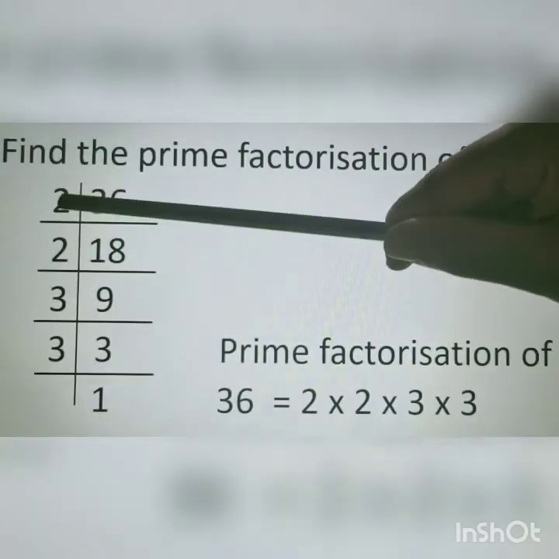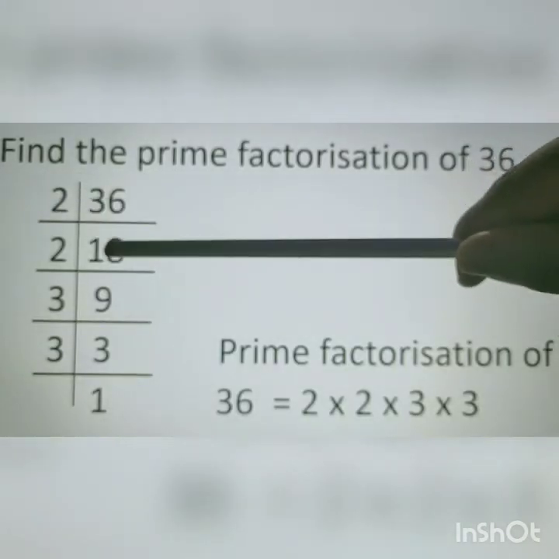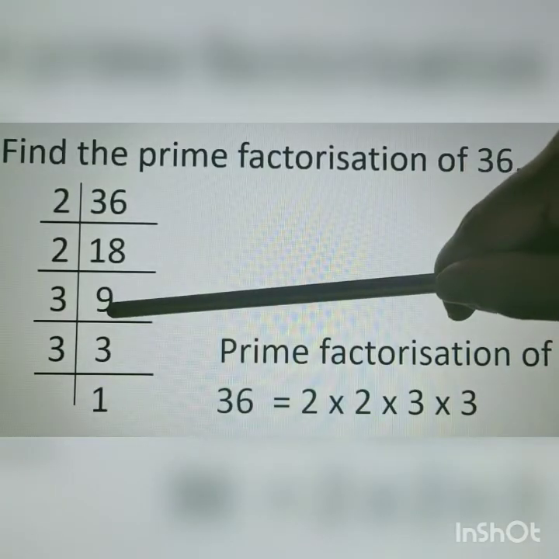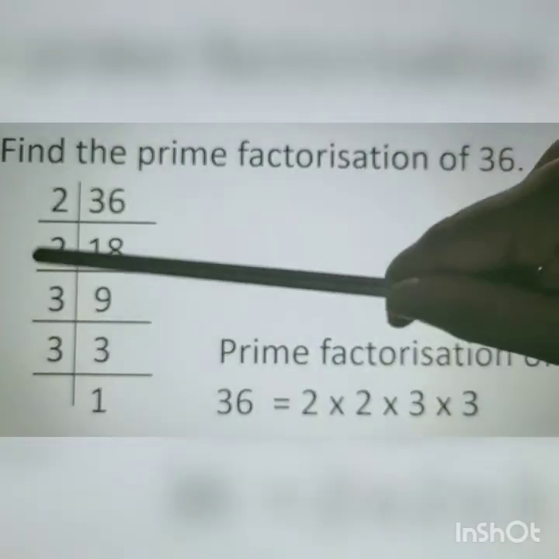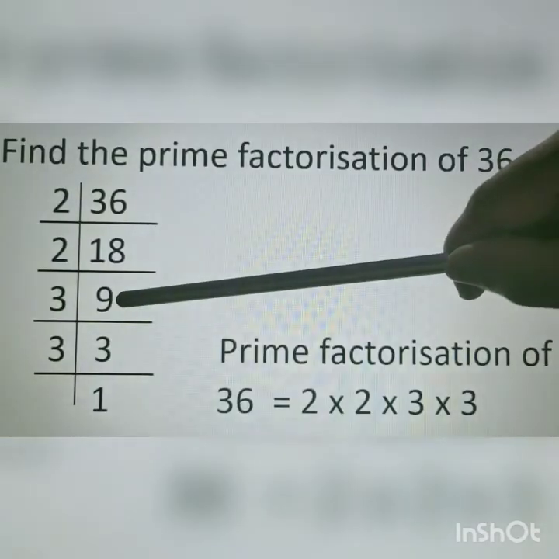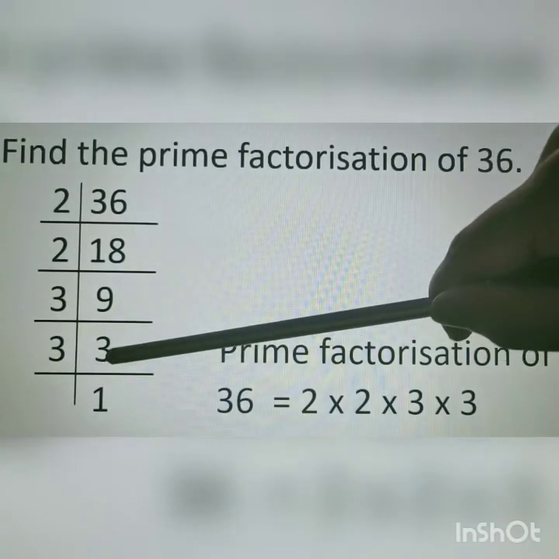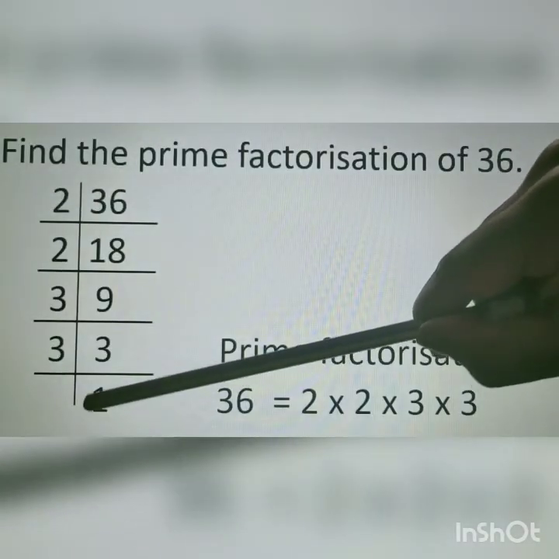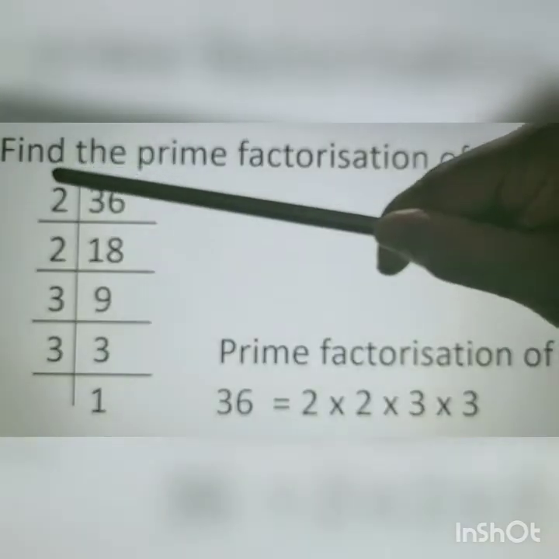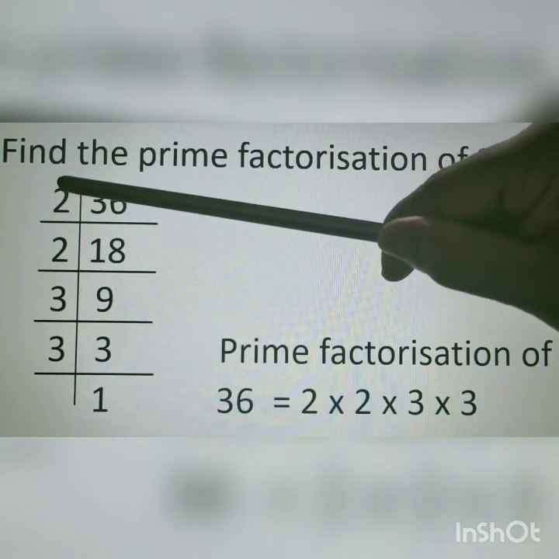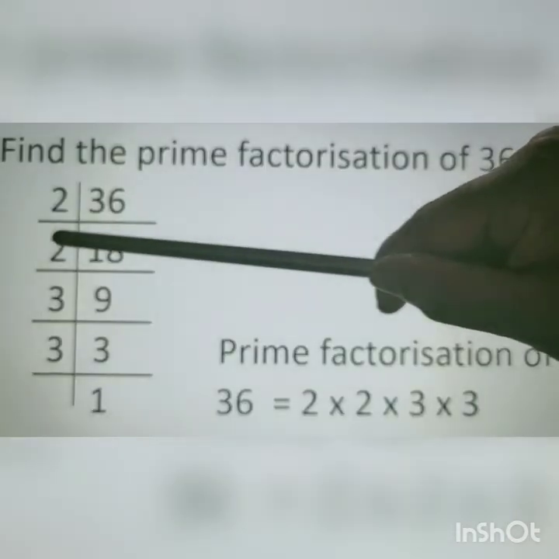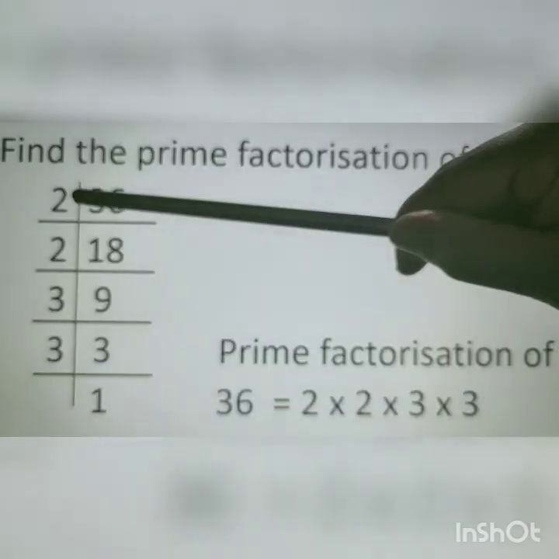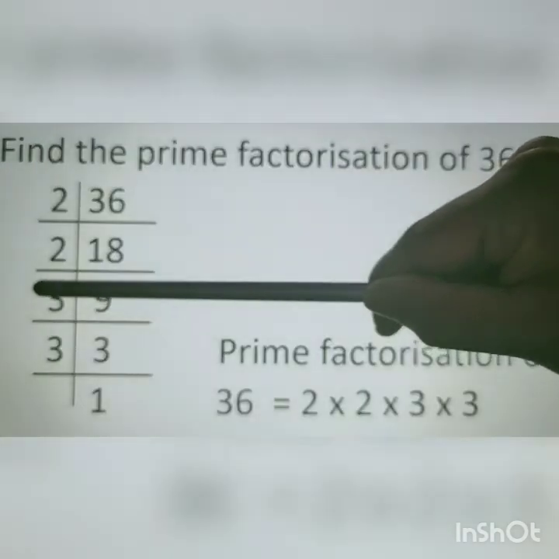So first we will start with 2. We know 36 divided by 2 is 18, and 18 is divisible by 2. 18 divided by 2 is 9, and 9 is not divisible by 2. Then we will try with number 3, and we know 9 divided by 3 is 3. So we will get quotient 3, and 3 divided by 3, we will get quotient 1. When we get 1, we will stop, and then the prime factors of 36 are 2, 2, 3, 3. So we will write the prime factorization of 36 is equal to 2 into 2 into 3 into 3.